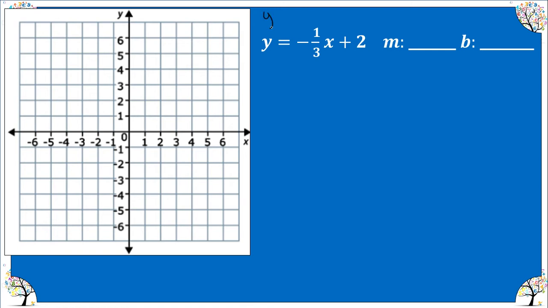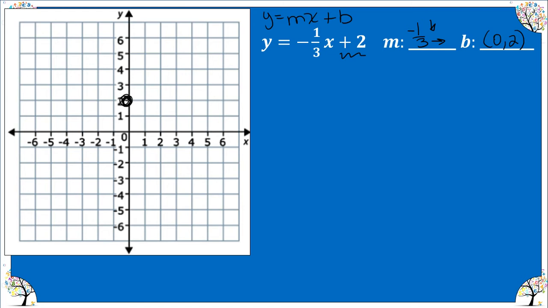It is in slope-intercept form. Our slope is -1/3. Notice the negative is out front, and I'm just going to take it up to the run, and this is going to say we're going to go down 1 and to the right 3. Our y-intercept is (0, 2), and that's where we're going to start, the initial value.